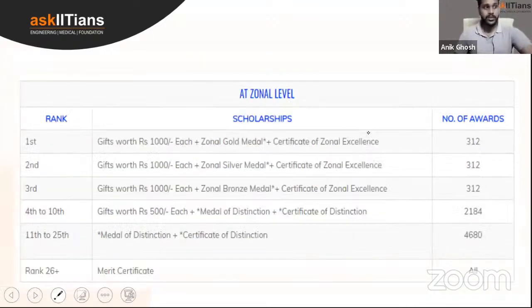So this was the international level, and in the zonal level, you can see these are the prizes that you are going to get. Now you might be thinking, why should you appear for NSO? Guys, when you are in your school, you're competing with the students, those who are toppers or whatever it is, at your school level, right?